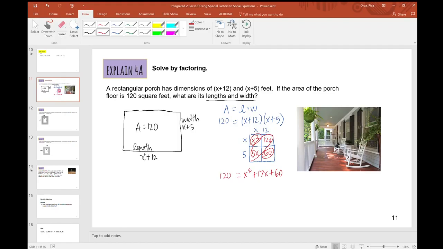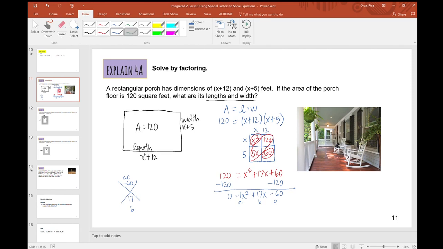Now that we have our equation, let's go ahead and solve for x. Subtract 120 from both sides, and that's going to give us 0 is equal to x squared plus 17x minus 60. At this step, we need to use the x method to solve for x. A is 1, b is 17, c is negative 60. A and c will go at the top, b will go at the bottom. We have 1 times negative 60, which is negative 60, and then 17 is at the bottom.